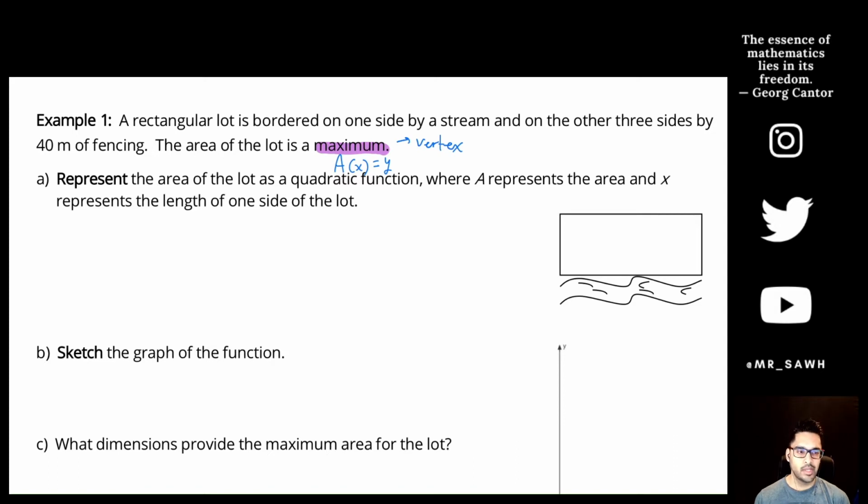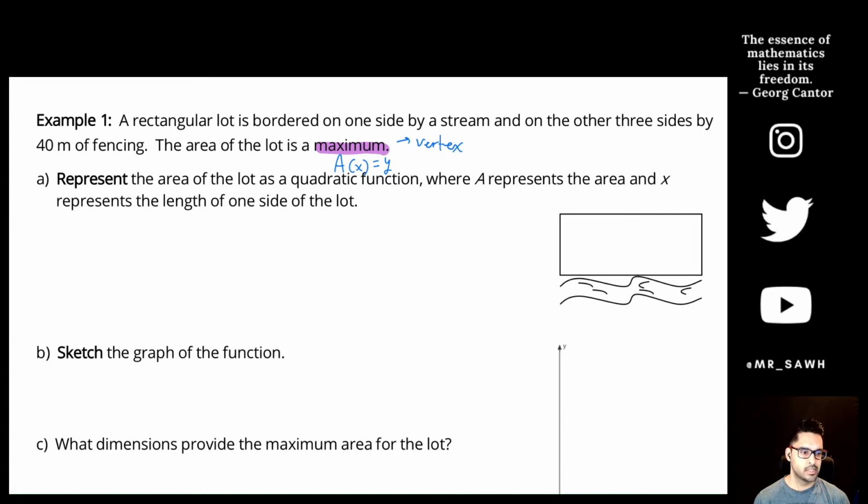Now, I am given a picture here to help, and I'm told that I've got 40 meters of fence to use. 3 sides are what I have to actually put that fence on, because the river or the stream acts as the border for the other side. So I only have to account for 3 of them. Now, the side lengths are different, right? It's a rectangle, and I know that 2 of them are going to be the same.